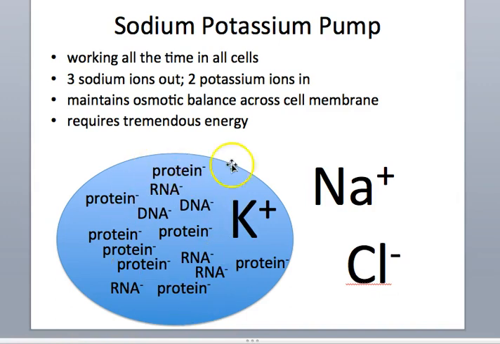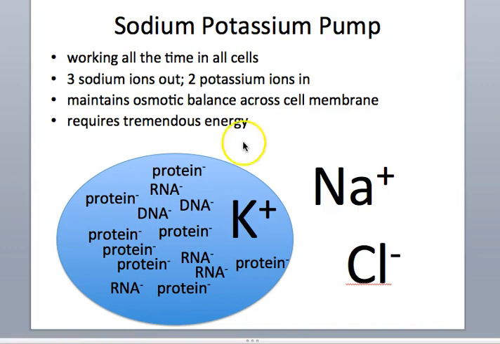So inside the cell, there's so many things going on. They're mostly negative. There's a lot of proteins that have a mostly negative charge. DNA has a mostly negative charge. So does RNA, etc. So let's say you want to move sodium out of the cell, and you want to move potassium into the cell. And this is very important. We'll talk about it later.